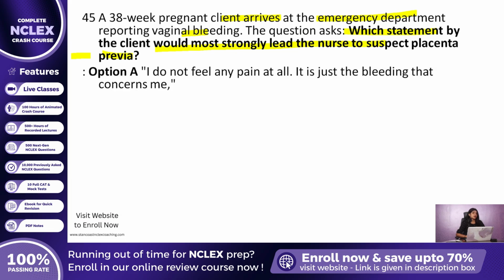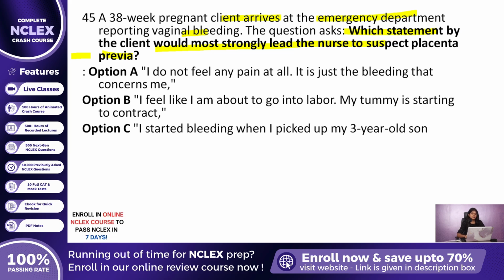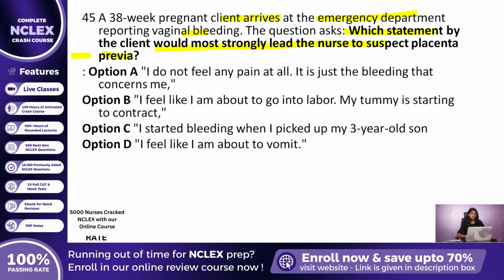It is just the bleeding that concerns me. Option B, I feel like I'm about to go into labor. My tummy is starting to contract. Option C, I started bleeding when I picked up my 3-year-old son. And option D, I feel like I am about to vomit.